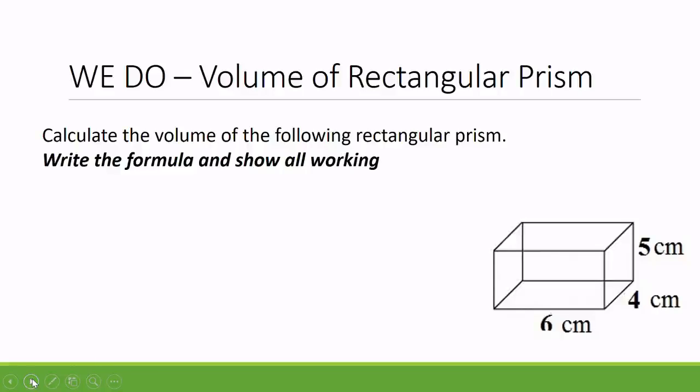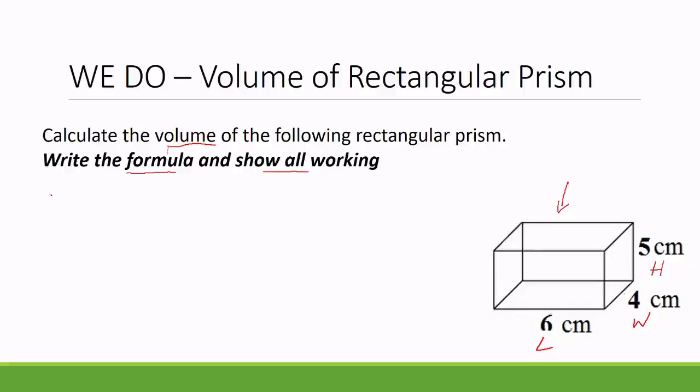Okay, let's move on. Here's a we do. So this is one that you might be able to try yourself. So the question is, calculate the volume of this rectangular base prism, which is down here on the right hand side, this one here. Now again, to give you a little clue, it has a length, it has a width, and it has a height. And what I'd like you to do is to find its volume. Write down the formula and show all the working out.